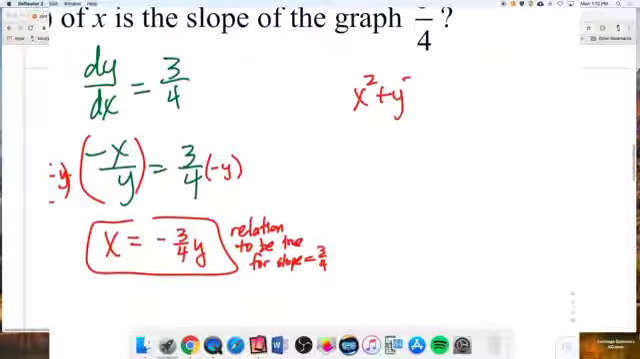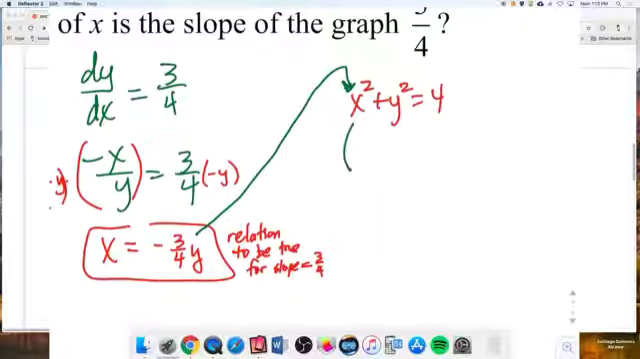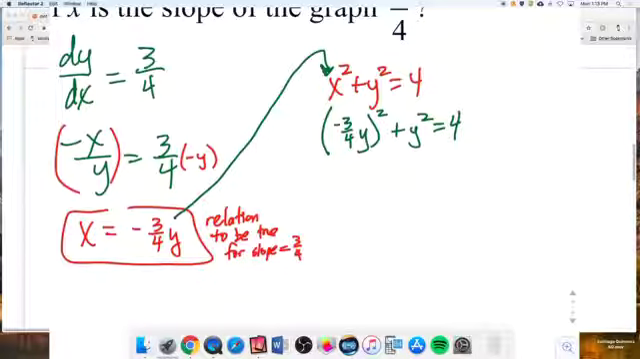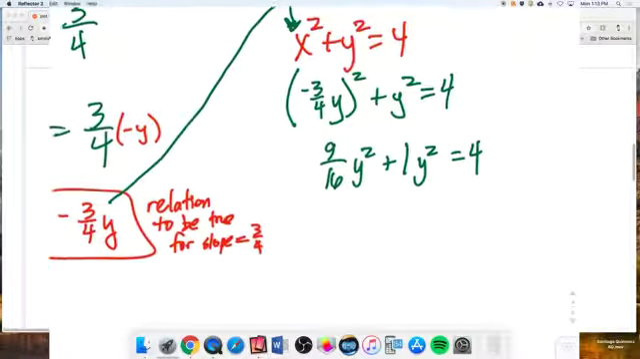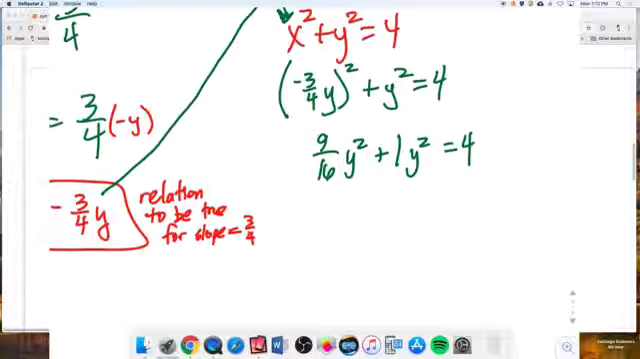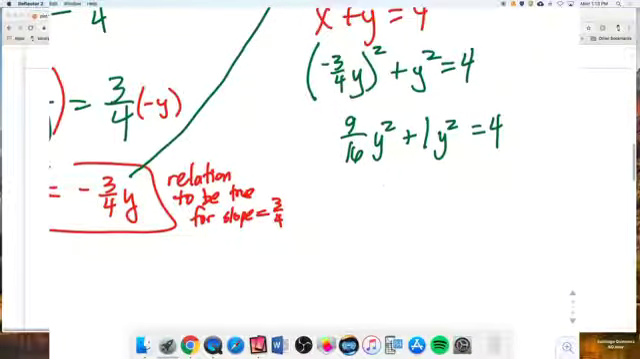Well, if we have x squared plus y squared equals 4, it's kind of like substitution. We could have solved it for either x or y. I'm going to take that and plug it in over here now to the original equation. And we get (-3/4 y) squared plus y squared equals 4. And if we simplify that now, we get 9/16 y squared plus 1 y squared equals 4. And now we can combine like terms. 1 is the same as 16/16, right? So 16 plus 9, that's 25/16 y squared equals 4.